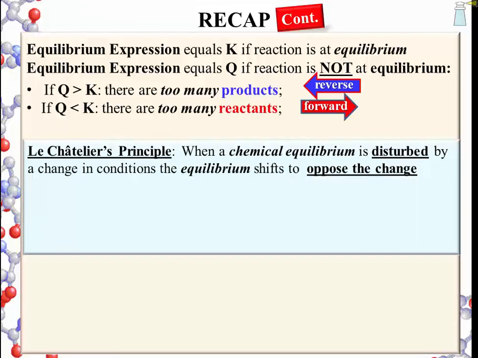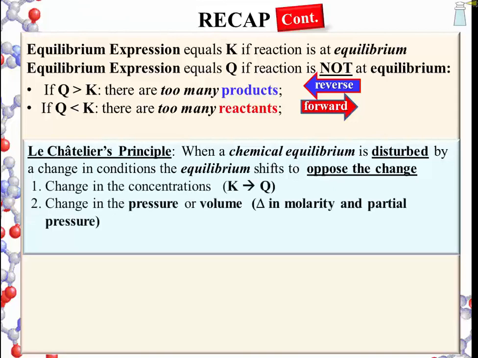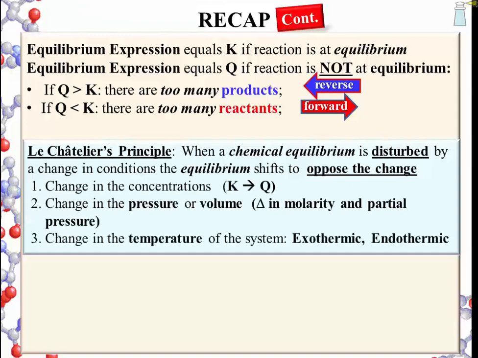When a chemical equilibrium is disturbed by a change in conditions, the equilibrium shifts to oppose that change. Changes include changing concentrations, changes in the pressure or volume that leads to change in molarity and partial pressure, and change in the temperature of the system. How the reaction responds is dependent on whether the reaction is exo or endothermic.